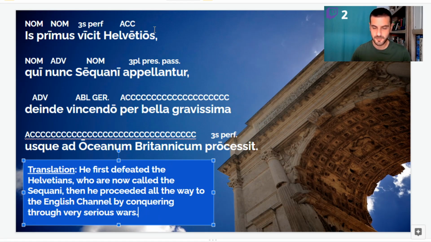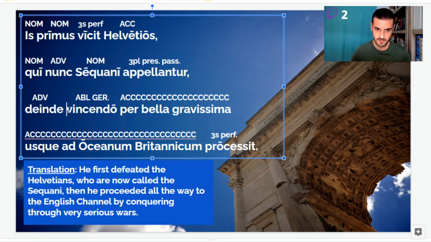So he first defeated the Helvetians, qui nunc Sequani, who are now called the Sequani, and then vincendo, by conquering through very serious wars. That preposition could be a little bit different in English if you wanted to. He conquered by conquering in very serious wars. He proceeded all the way to the British Ocean, all the way to the English Channel.